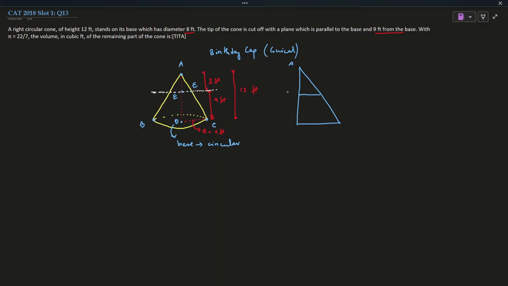This is point A, this is point E. Let's say this is F. This point is F, okay? This is D and this is C. This is the common angle. This is 90 degrees and this is parallel, right? The base, these two lines are parallel, okay? That means this angle is equal to this angle.